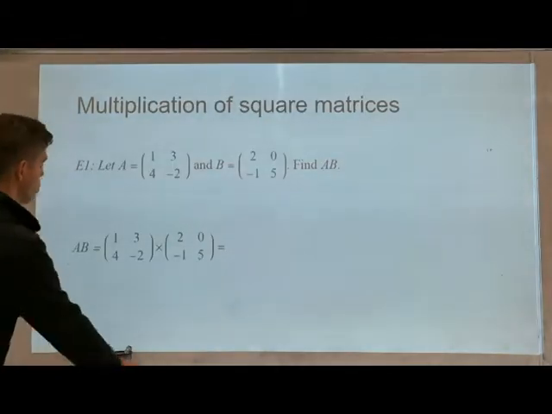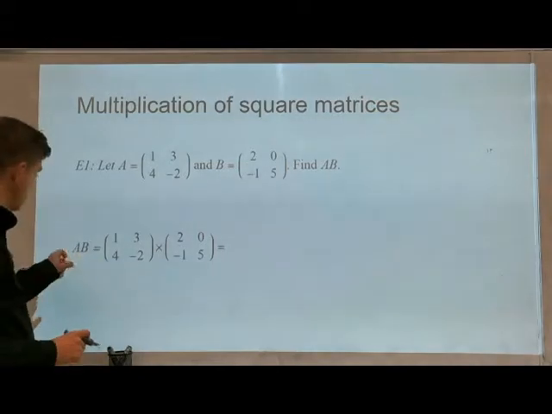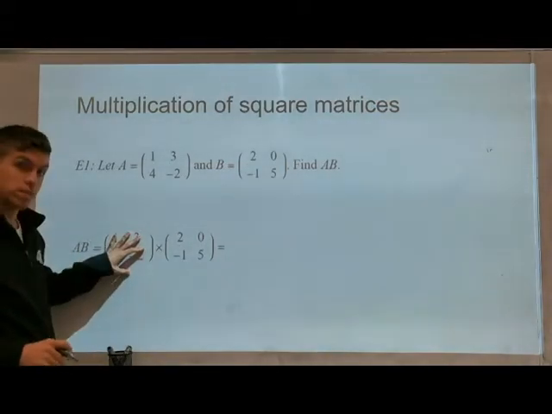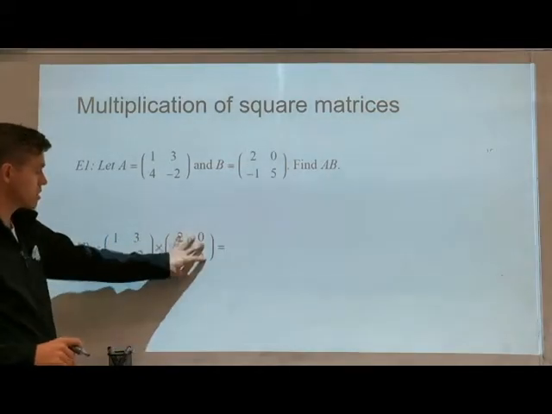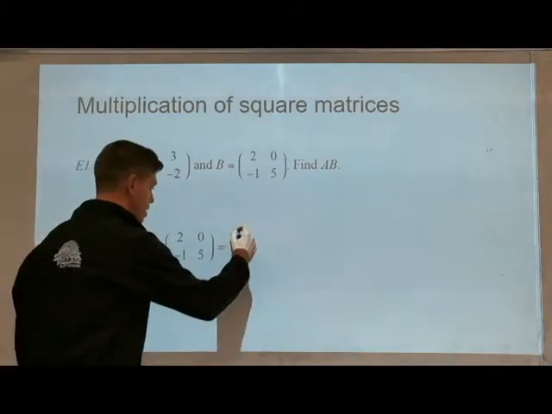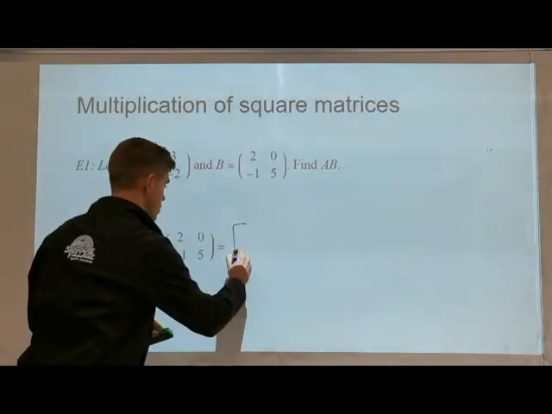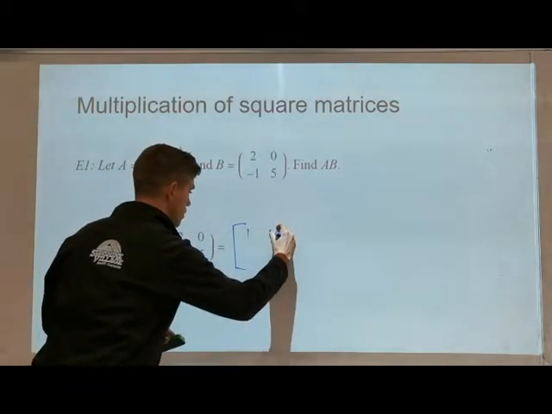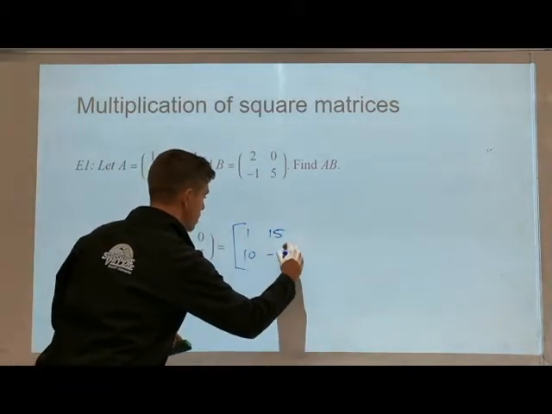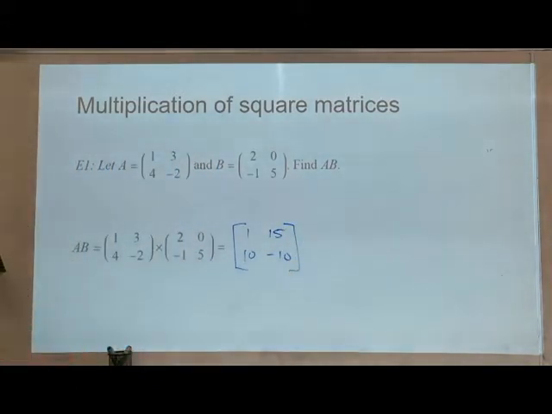Okay, so formally we could write our solution like this. A times B is equal to this first matrix A multiplied by this second matrix B. And our answer here was the square bracket 1, 15, 10, 2. So formally, there's our answer.